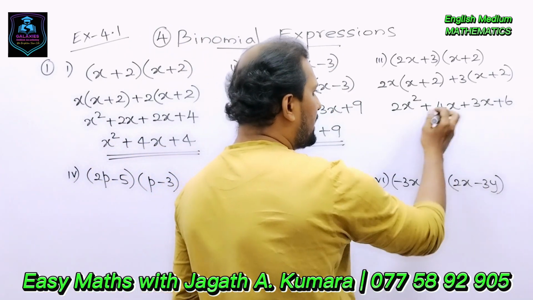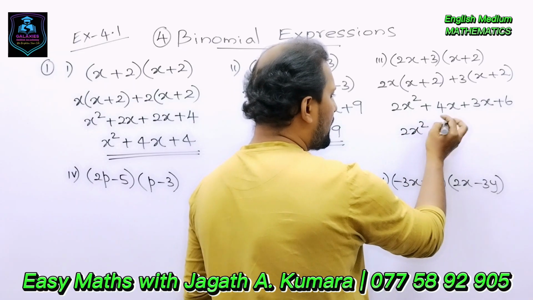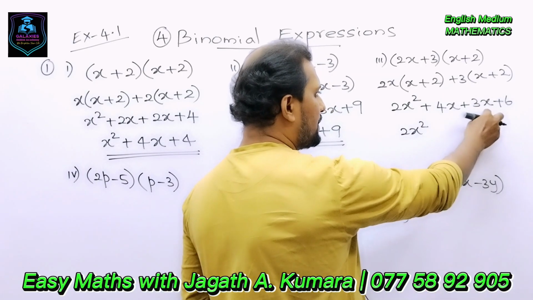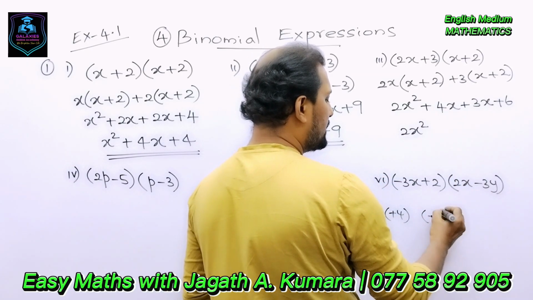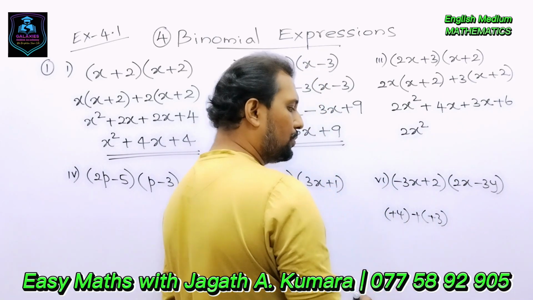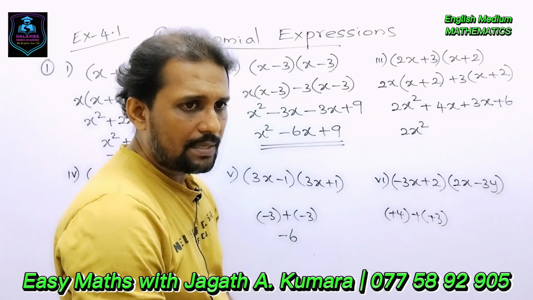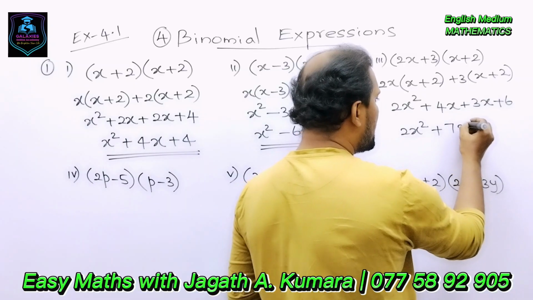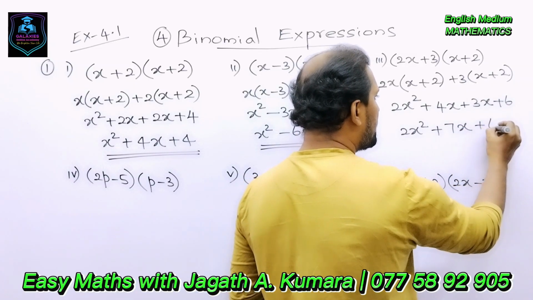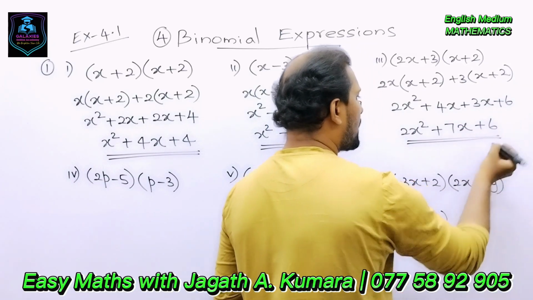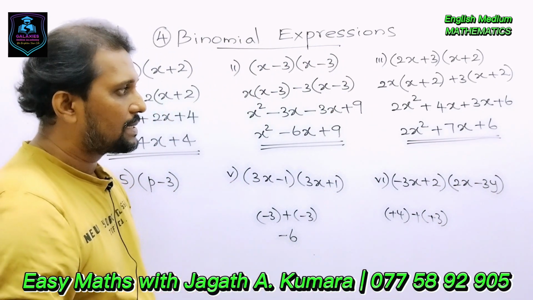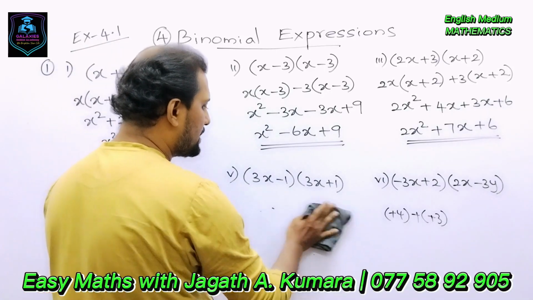Also you can see there are two like terms. We have to simplify them. This one coefficient plus 4. This one coefficient plus 3. Always you add these two. Then the answer is plus 7. So when you simplify these two, the answer is plus 7x, and here plus 6. So the answer is 2x squared plus 7x plus 6.